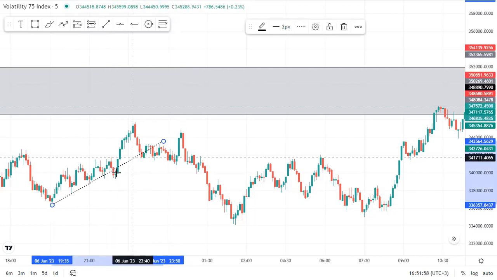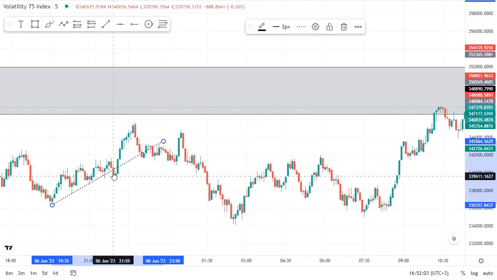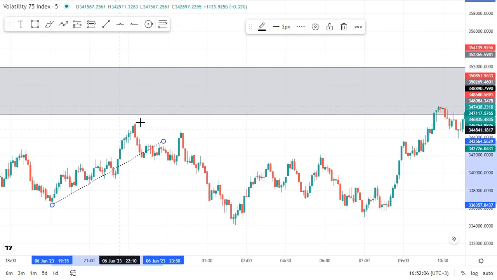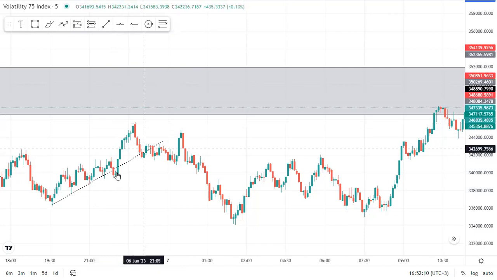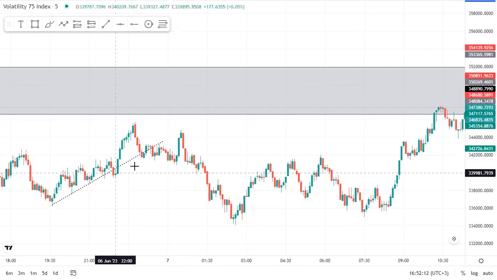This was a fake out move, which broke the trend line. Some people might have sold here, but then price reversed and went back up. So number one, we want to see price breaking this trend line. Now, this will be the second thing.